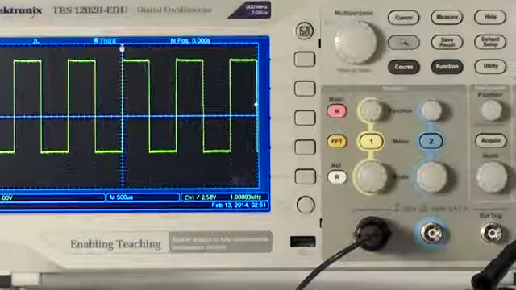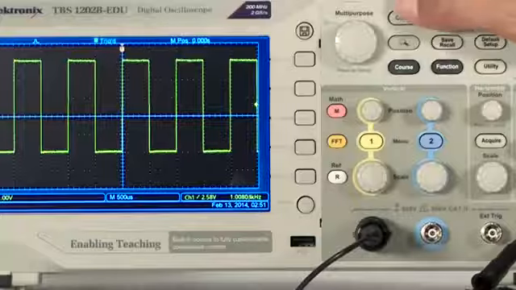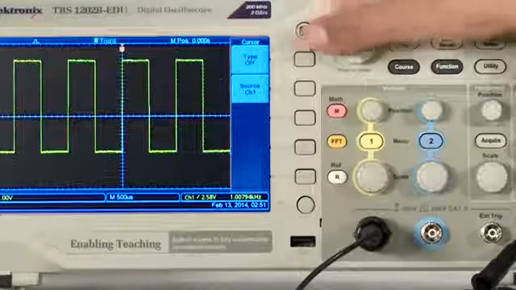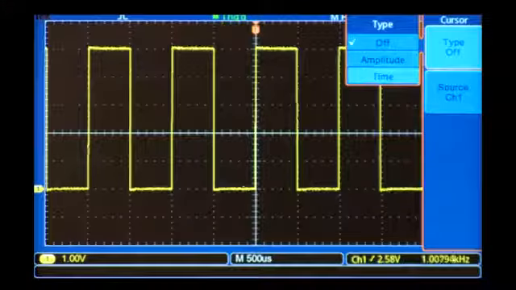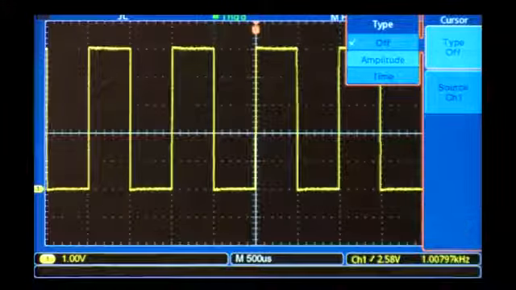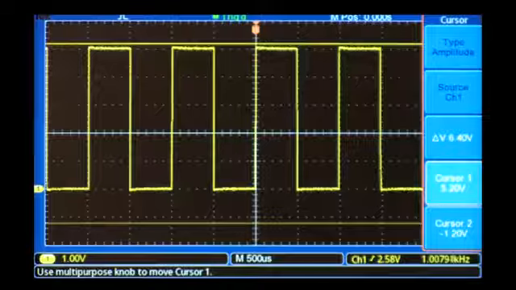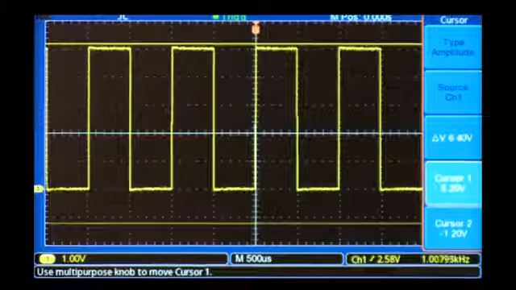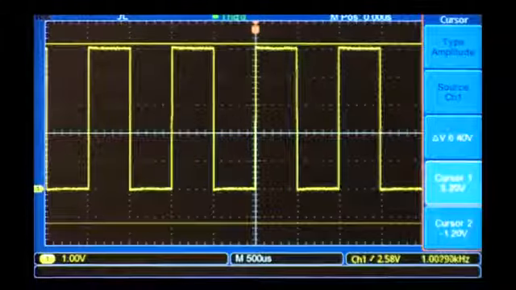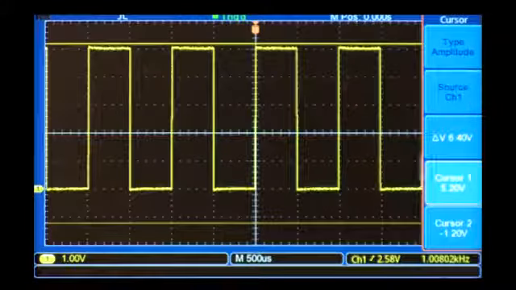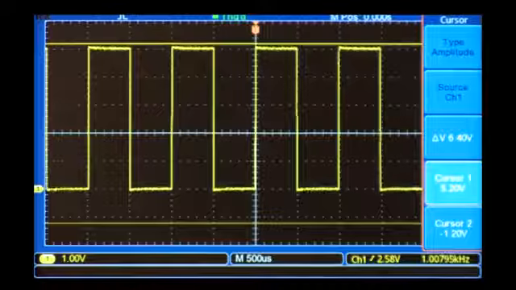Cursors can also be used to make voltage and time-related measurements. They incorporate the scale settings to read out directly in volts and seconds. To measure voltage, set the measurement type to amplitude. This brings up 2 horizontal cursors. Since the signal is connected to channel 1, I need to make sure that it's the source for the cursor measurement. We'll use both cursors to make the peak-to-peak measurement.